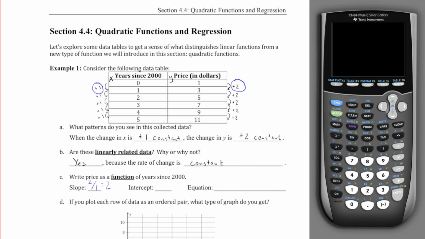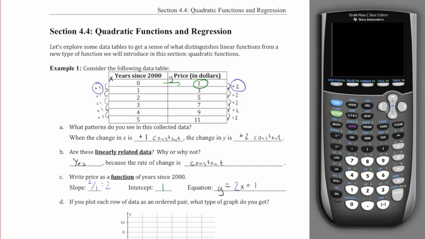The intercept is the output when the input is 0. So our intercept is 1, which gives us the equation y equals our slope of 2 times x plus our intercept of 1.